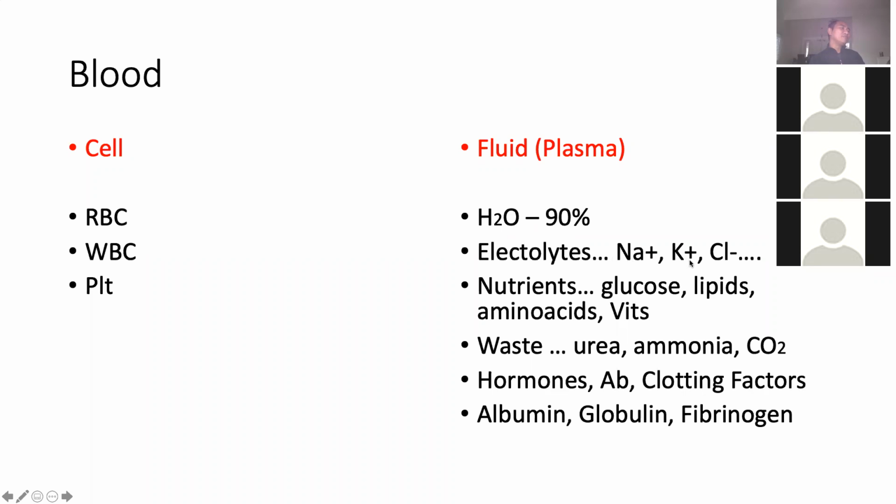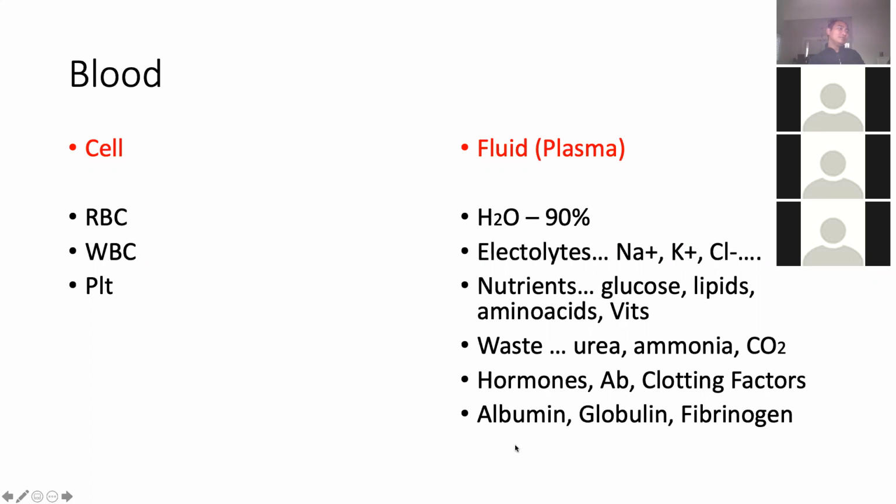And you will see sodium, potassium, chloride, all the electrolytes. You will see nutrients like glucose, lipid, carbohydrate, fat, protein. Carbohydrate in the name of glucose, fat means lipids, protein means amino acids, all the vitamins you eat, all the waste from urea, ammonia, carbon dioxide, hormones, antibody, clotting factors is important. It's not platelet, it's clotting factor. Platelet is for bleeding, clotting factor is to form a clot.